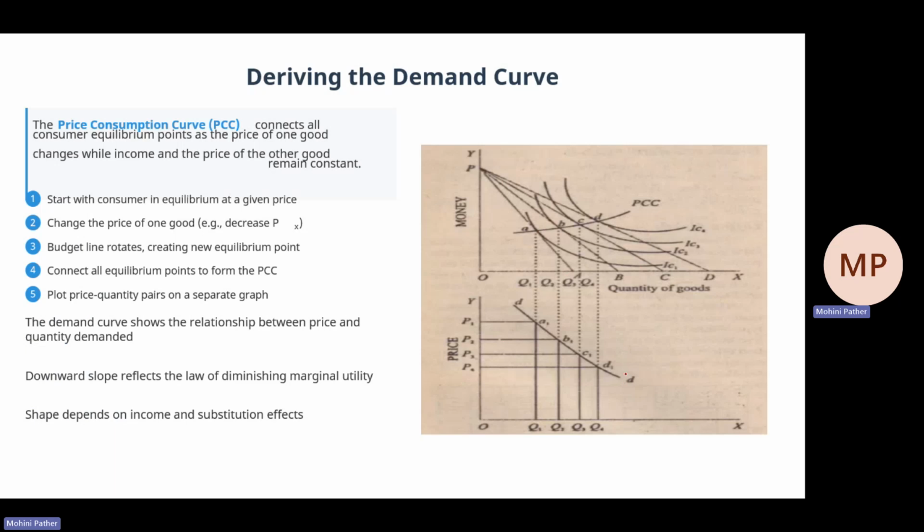It is downward sloping because it is also reflecting the law of diminishing marginal utility. Each additional unit you are consuming gives you less satisfaction. And in addition to that, the more expensive something is, the less of it you demand.